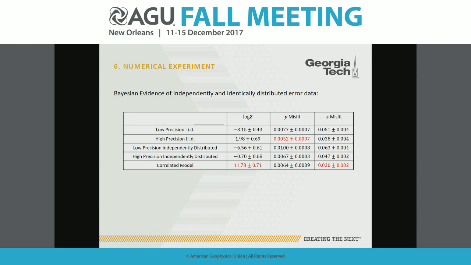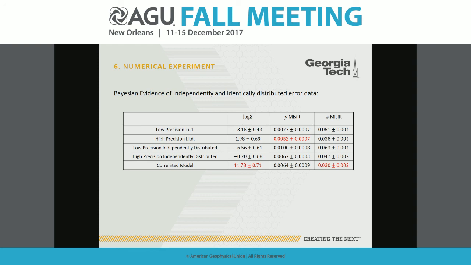Here I show the result of Bayesian evidence for IID error data. That is, we add independently and identically distributed error onto our model output and use that as the measurement. Then we calculate the log Bayesian evidence. We calculate the misfit between simulated model output and measurement, and the misfit between the true S and the inverse results.